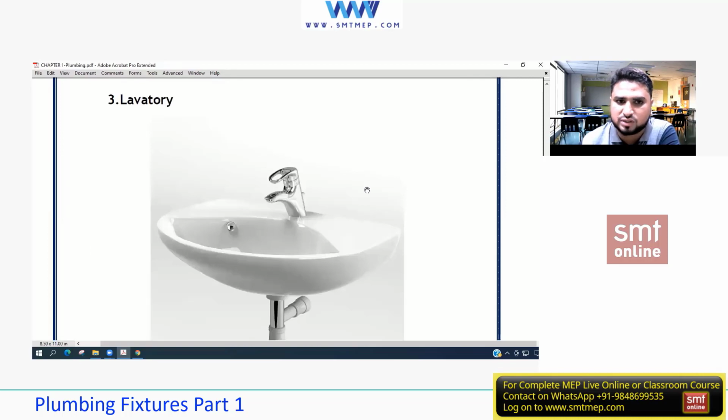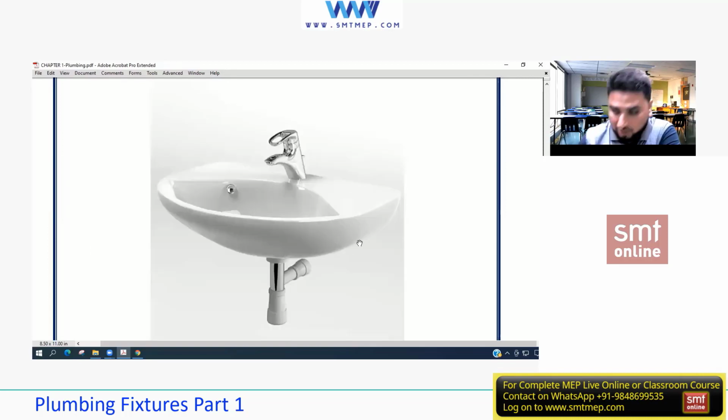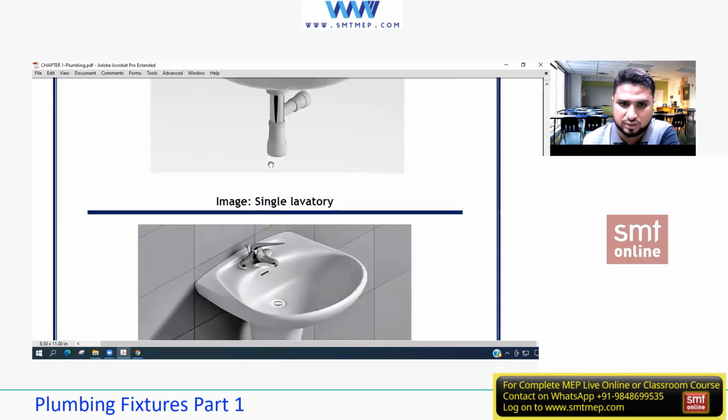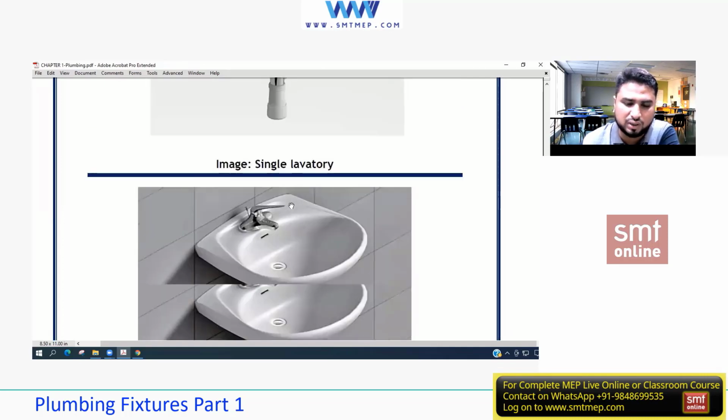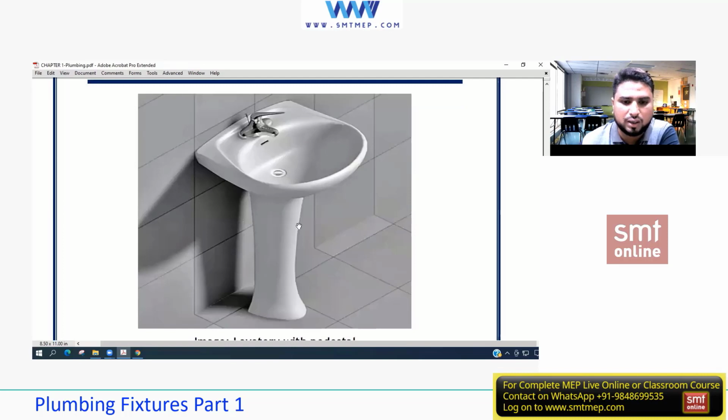So this is a laboratory, everyone. One more picture. The laboratory demands cold and hot water both, so this needs to be calculated or designed on that basis. This is a laboratory, nothing but a wash basin. This is a single one, and this is one more laboratory. This can be installed anywhere, but this one can be installed in the living area.